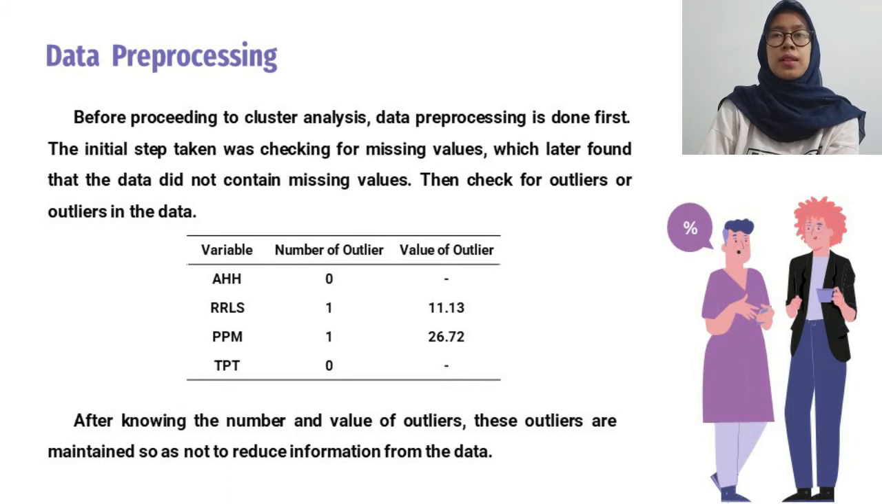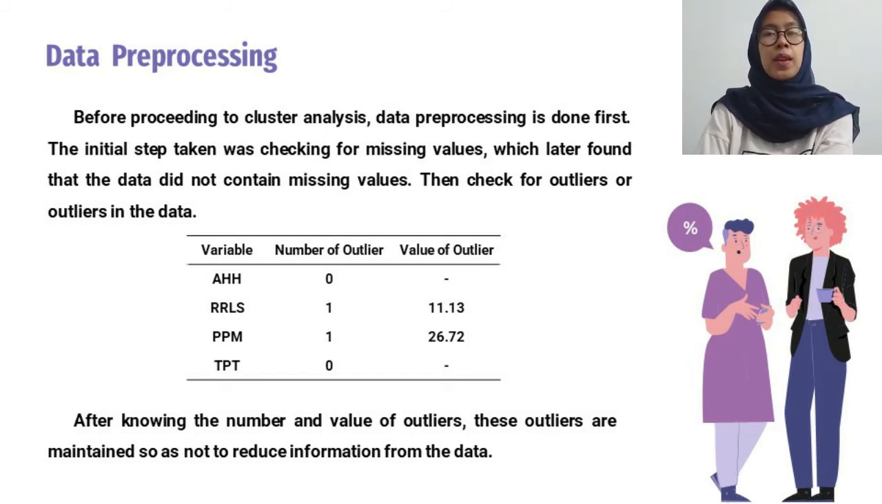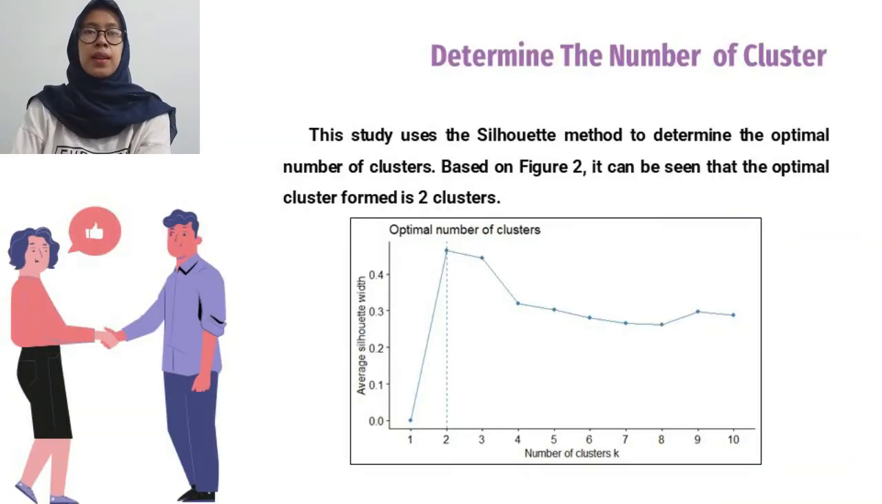The initial step taken was checking for missing values, which found that the data did not contain missing values. Then check for outliers in the data. The table shows that the RRLS and PPM variables have outliers. After knowing the number and value of outliers, these outliers are maintained so as not to reduce information from the data. Next step is to determine the number of clusters.